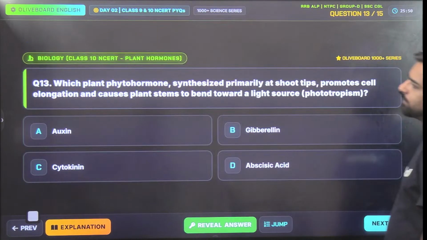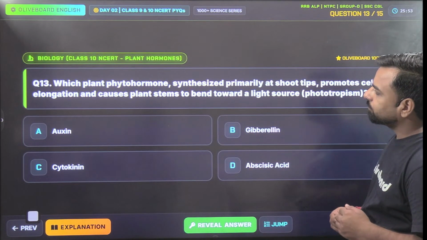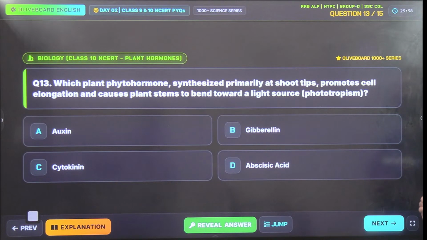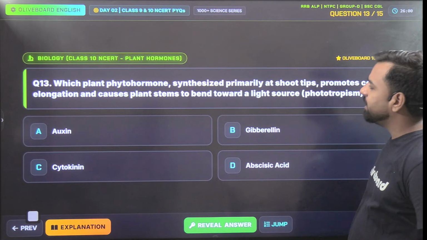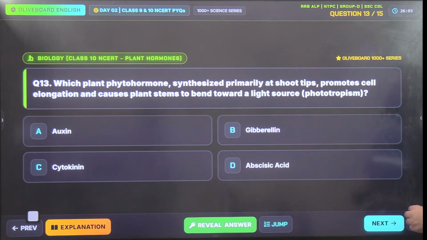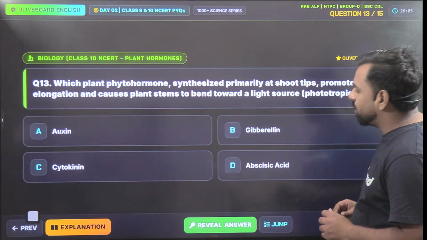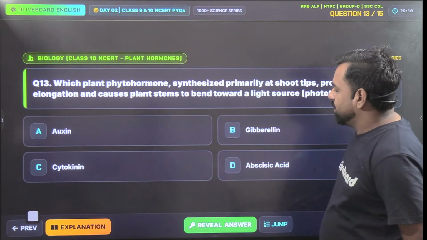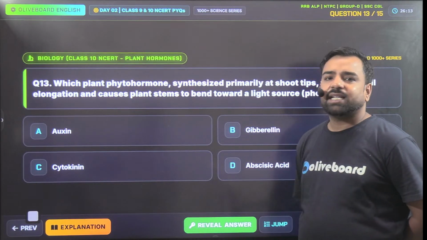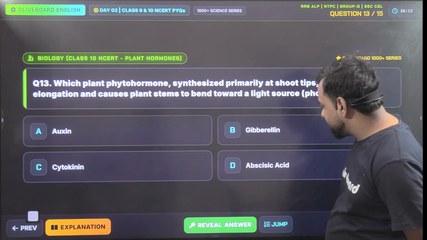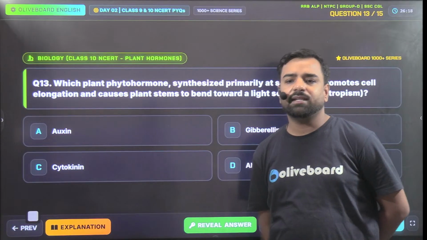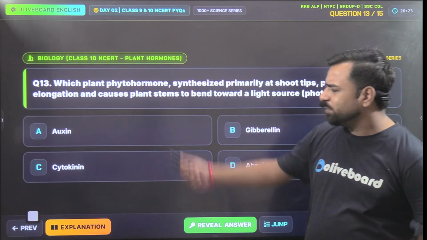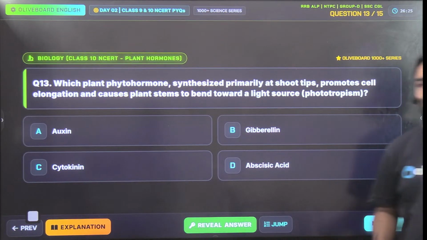What about the next one? Which plant hormone, which plant phytohormone synthesized primarily at the shoot tips promotes cell elongation and causes plant stems to bend towards a light source, that is phototropism? Will it be auxin, gibberellin, cytokinin, or abscisic acid? So gibberellin is helping in breaking the dormancy. Abscisic acid is helping in keeping the seed in the dormant phase. So for this case, what should be the answer?